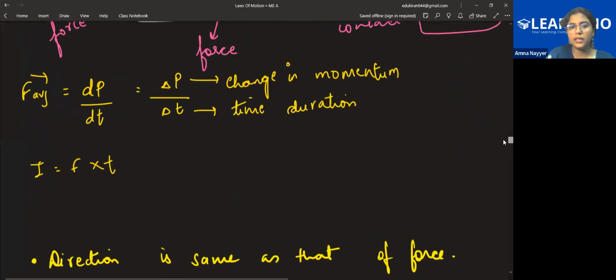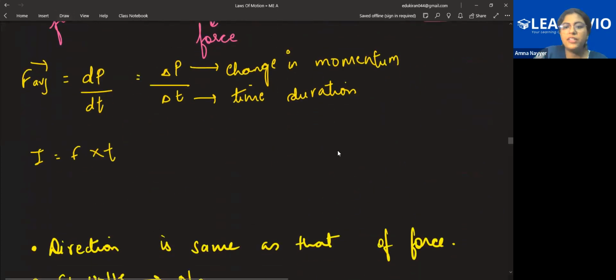All right. So force is average force, which we studied in the last class, was rate of change of momentum from Newton's second law. There only we had derived this portion. Remember, F is equal to ma. From this equation only we had derived this. So force is equal to rate of change of momentum, that is dp over dt. So delta p is the change in momentum and delta t is the time duration. So I is equal to F into t, that is the force multiplied by the time, right?